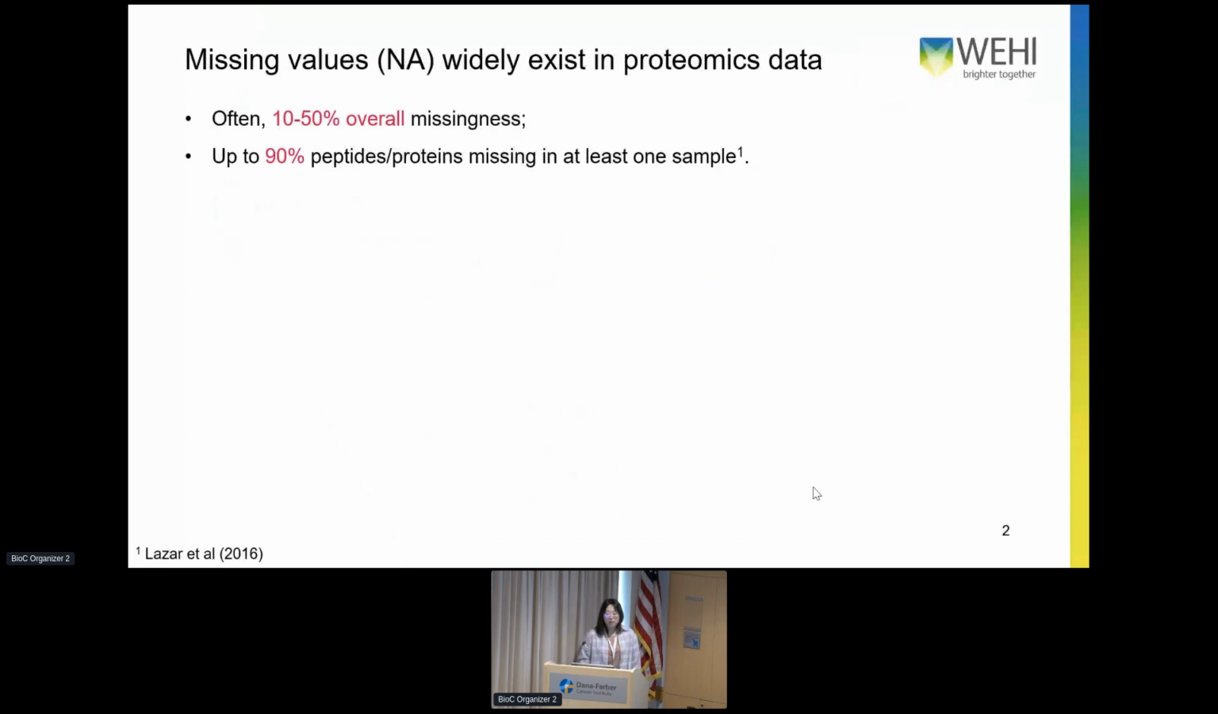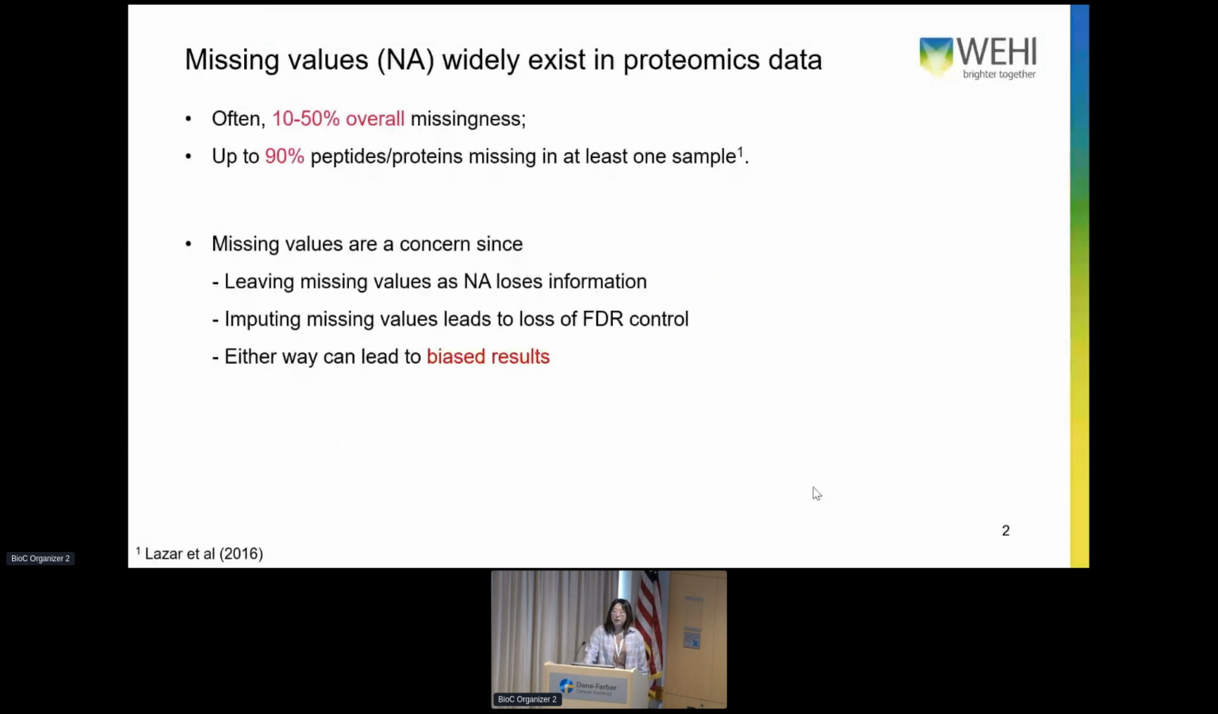But when analyzing label-free proteomics data, one of the biggest challenges arises from the widespread missing values. Very often we observe 10 to 50% overall missingness, with up to 90% of peptides or proteins missing in at least one sample. Missing values are a concern because if we just leave them as NA, we lose information from the data. And imputing the missing values would lead to the loss of error rate control. So either way can lead to biased results and will mislead our downstream biological interpretations.